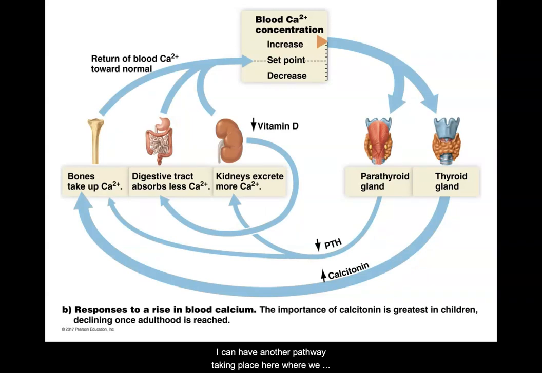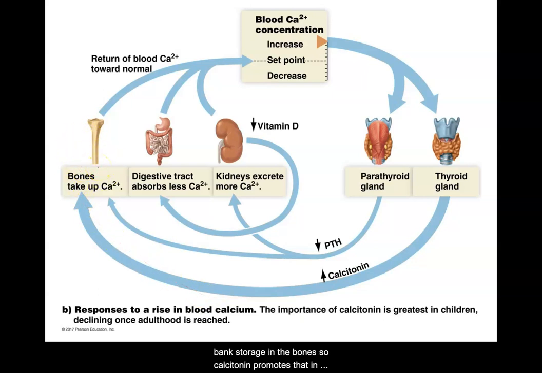We can have another pathway taking place here where we have an increased blood calcium concentration, and I want to lower those levels to make it to a set point. Well, as you can probably guess, we're going to promote the thyroid gland's calcitonin to decrease the activity of osteoclasts. And what that does is it prevents the bone matrix from getting eaten away. That's what osteoclasts do. Hence, we're going to overall save calcium. We're going to keep it in that bank storage in the bones.